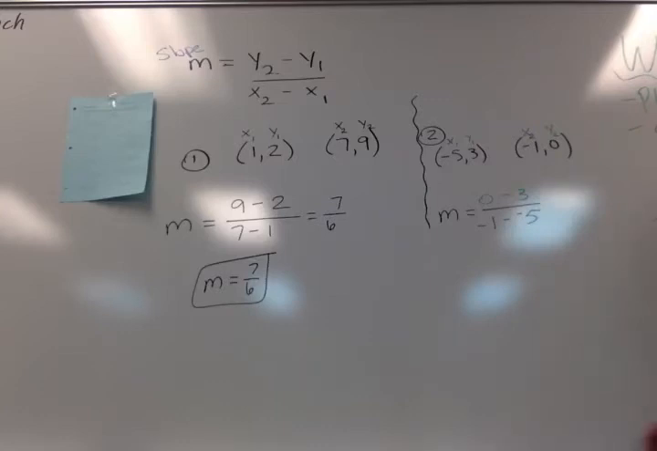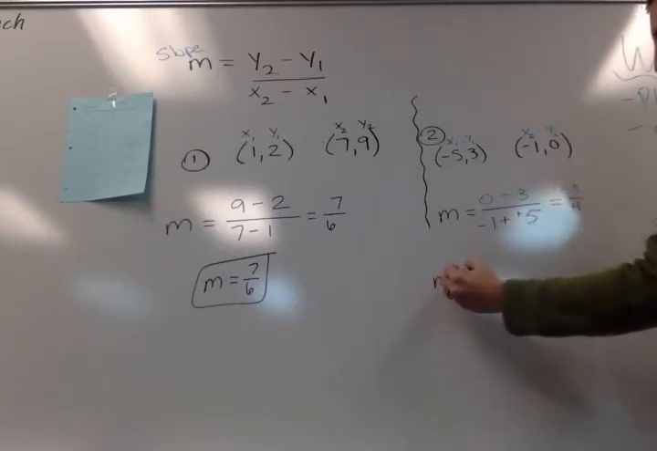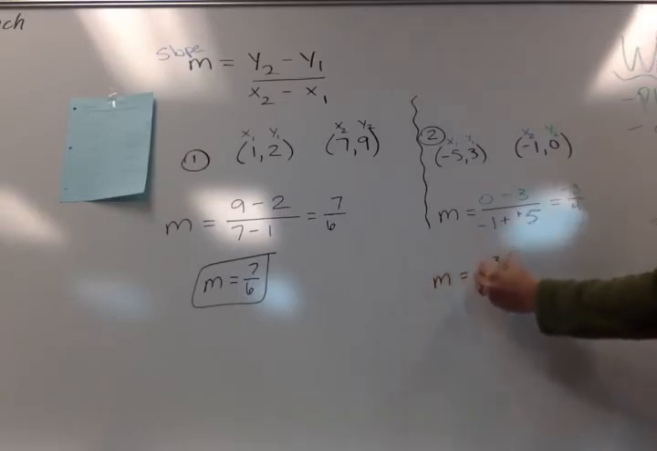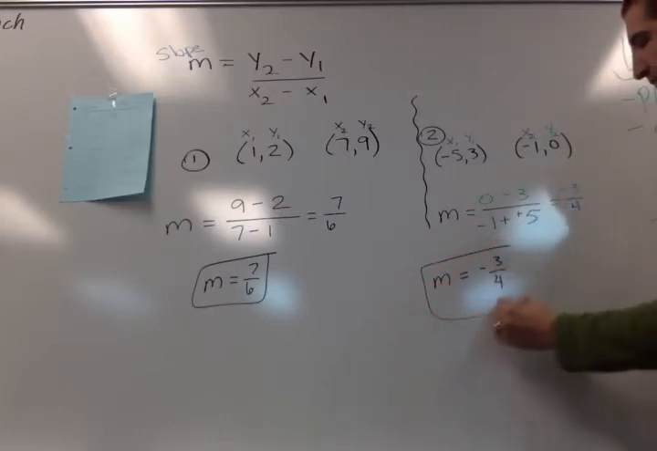Now we just need to make our calculations. 0 minus 3 would be negative 3. Notice here, negative 1 minus a negative 5, you end up adding those together. So it becomes negative 1 plus 5. That would give us positive 4. Again, check to make sure whether or not this reduces. Negative 3 over 4, negative 3/4 does not reduce. Therefore, we can leave it as it is. Our final answer would be negative 3/4 for that slope.